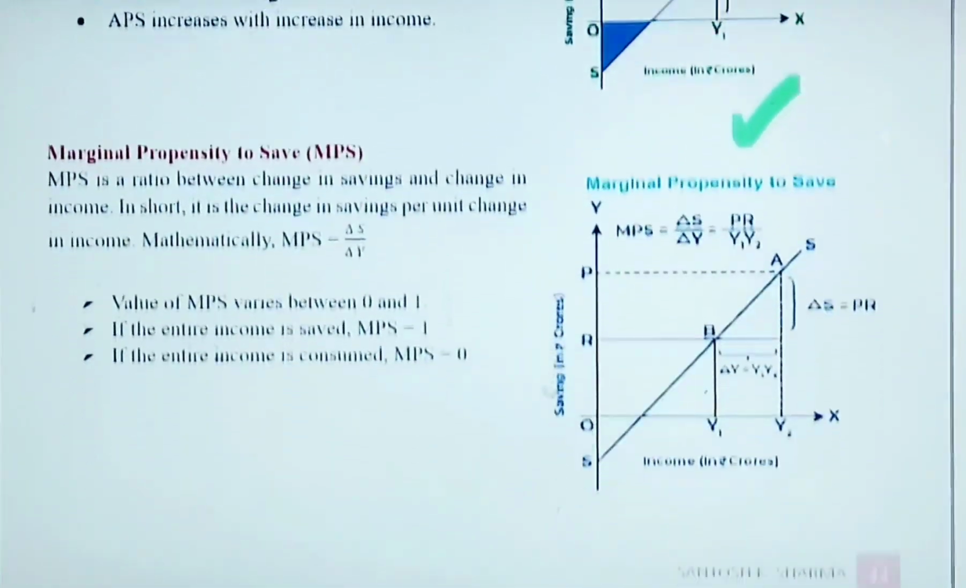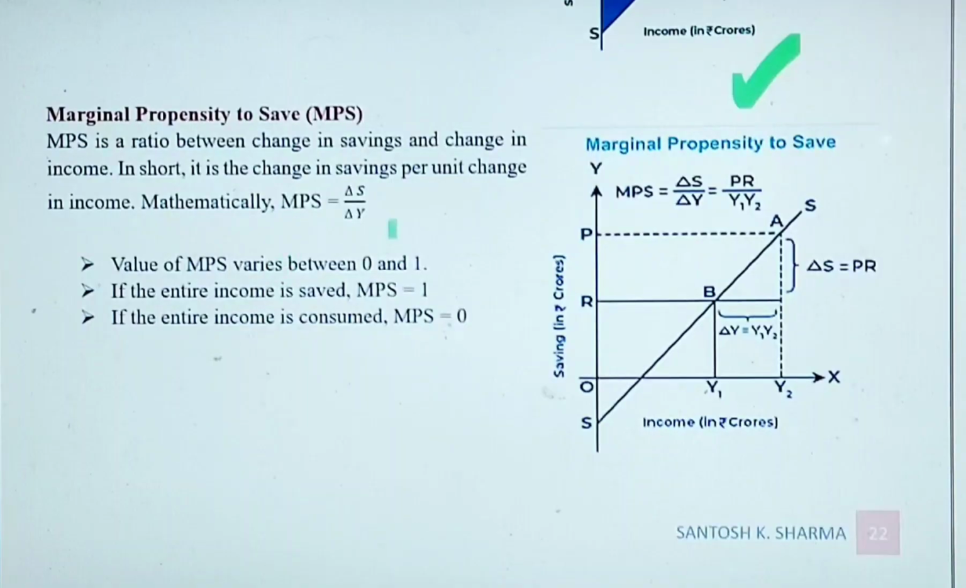Now let's move on to marginal propensity to save. Again, learn this formula: delta S by delta Y, change in savings by change in income. Same way, you need to keep in mind always that MPS always lies between 0 and 1. If the entire income is saved, MPS is equal to 1, and if the entire income is consumed, MPS will be equal to 0.